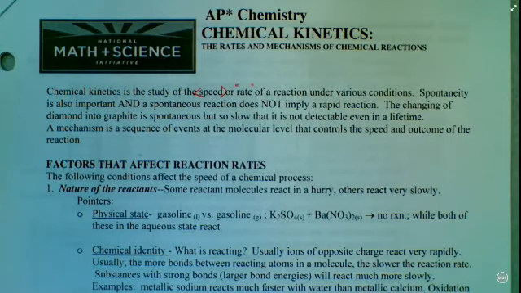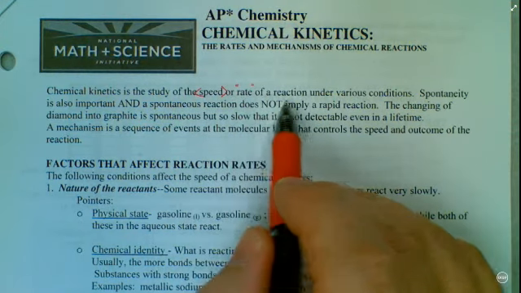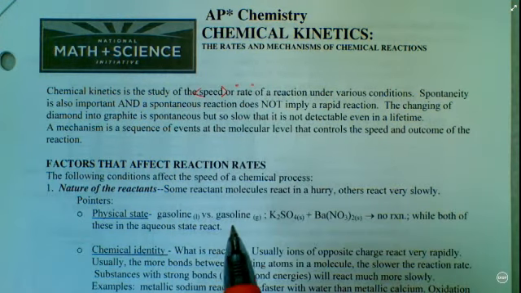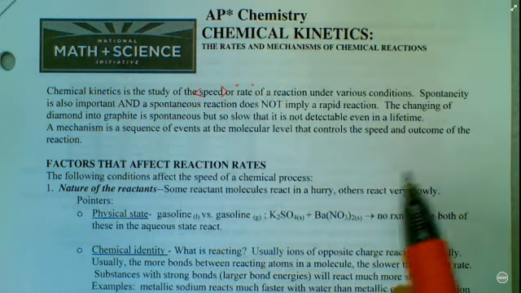All right, AP, let's take a look at Chapter 12, Chemical Kinetics, the rates and mechanisms of chemical reactions. Now, when we talk about chemical kinetics, there are going to be a lot of different types of kinetics that we go over, different types of studies that all refer to speeds or rates of reactions under various conditions. That's what chemical kinetics is.